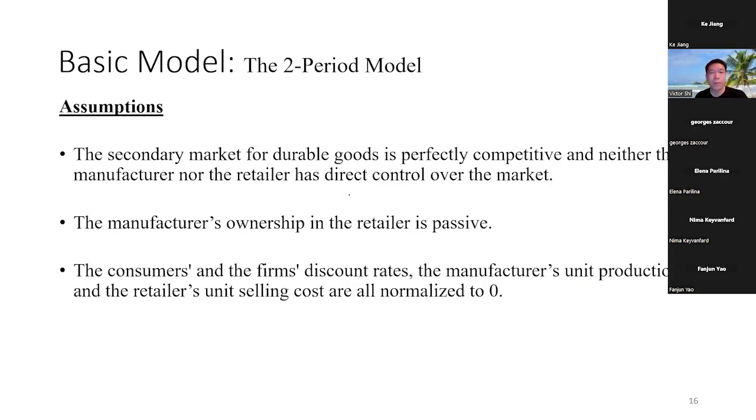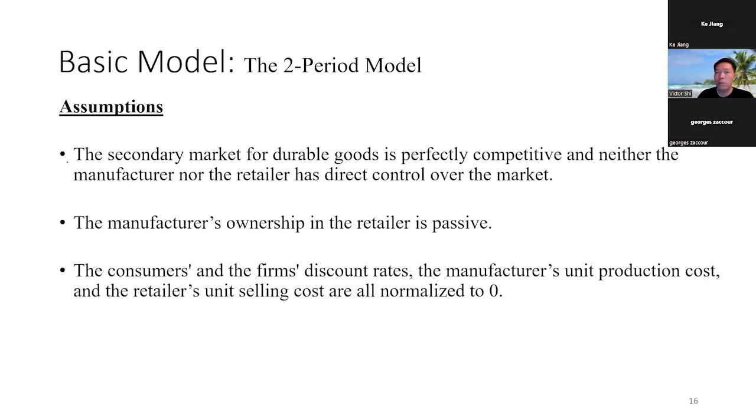So we do have to make quite a few assumptions. Some of them are listed here. One is a classic assumption used in durable goods research. The secondary market for durable goods is perfectly competitive, and neither the manufacturer nor the retailer has direct control over the market. So basically, there's no leasing. It's not like you sell, then you can get them back as you wish. You don't have a leasing kind of contract in place to take back your products. So we assume it's not there.